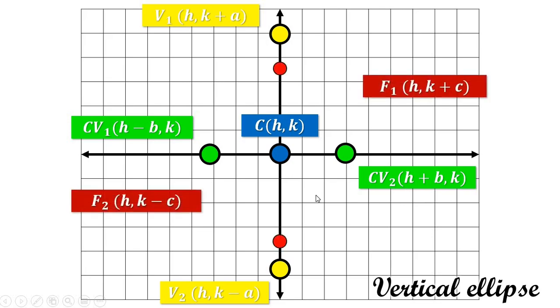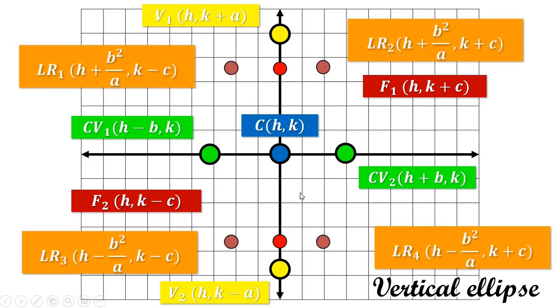Moving on, in plotting the foci, it will be the same direction as the orientation and the vertices. So since a while ago in plotting the vertices, we moved vertically, that will be the same direction for the foci. And notice that we are again manipulating the value of k, but this time we are adding and subtracting the value of c because the distance from the center to a focus is c.